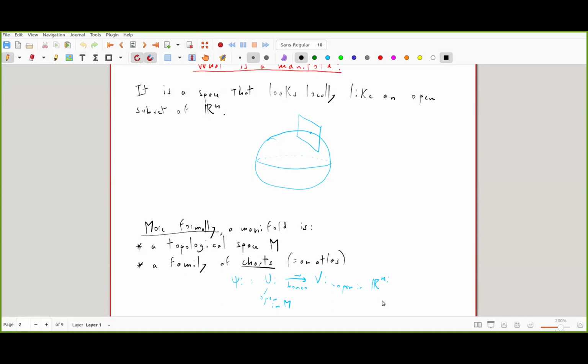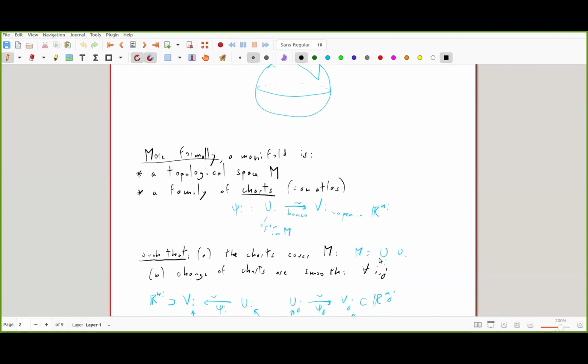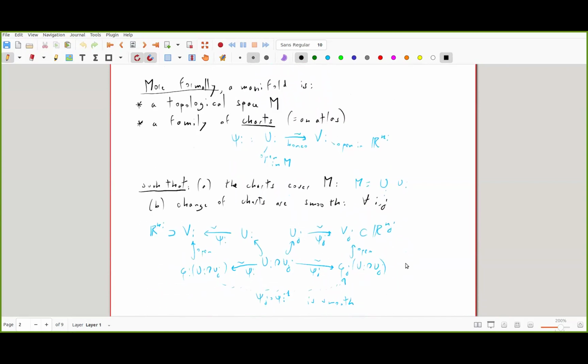Then you have two conditions on this atlas. These charts have to be homeomorphisms. The first condition is that the charts have to cover M, so M is the union of all these domains of definition. The second important condition is that when I identify these open subsets of M with open subsets in vector spaces, this should be consistent from the point of view of C-infinity maps. So the change of chart maps should be smooth.